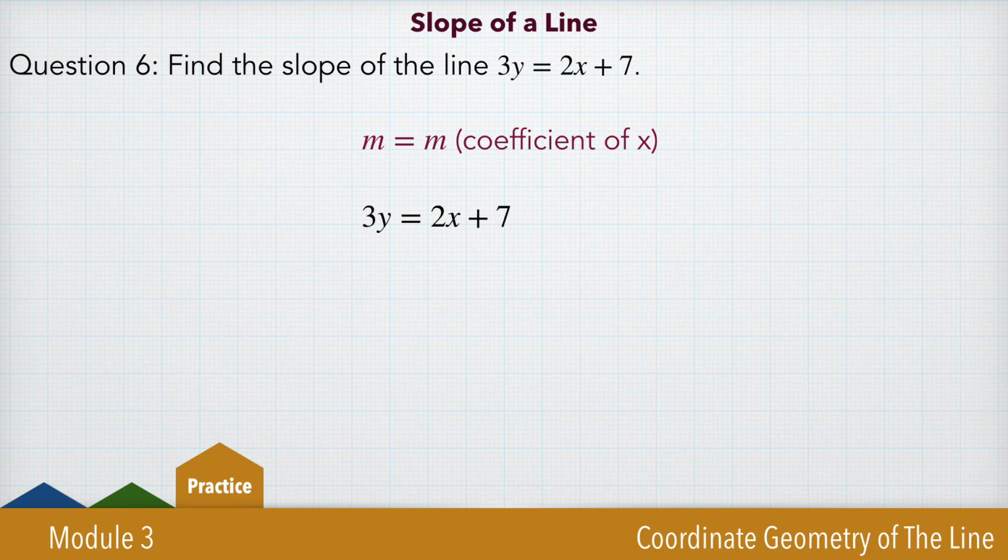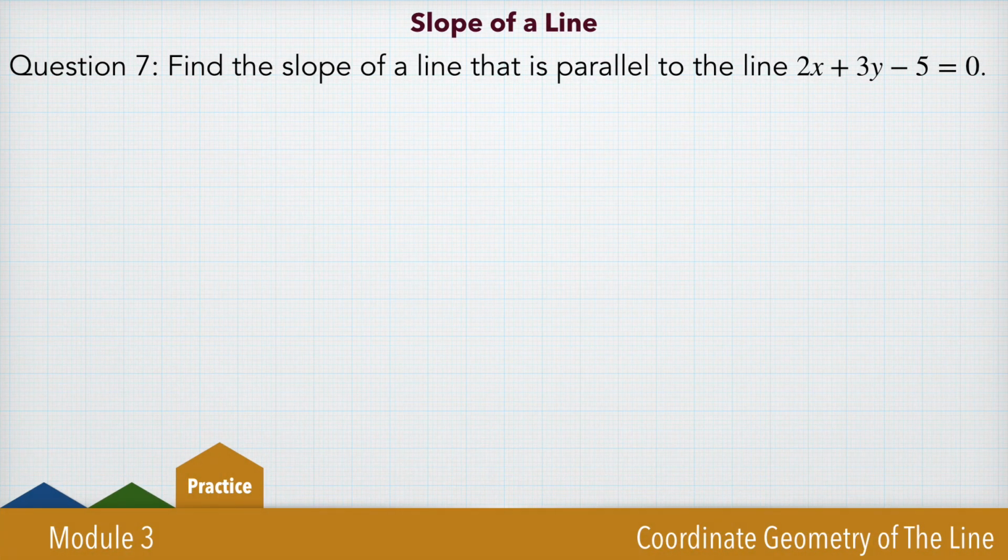As this is an equation, we can divide each term by 3. This changes the coefficient of y to 1. We now know that the slope of the line is the coefficient of x. Therefore, the slope of the line is 2/3.